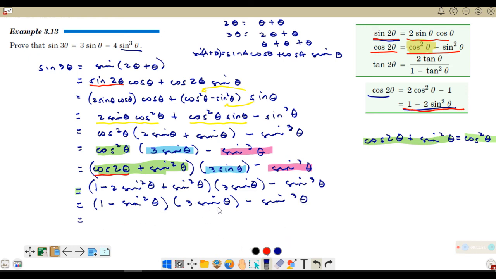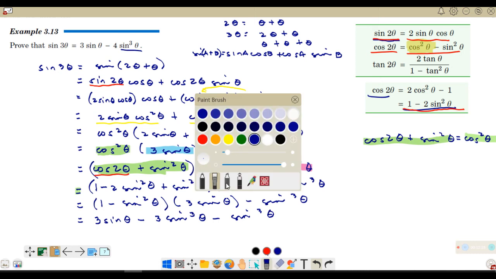Lumalapit na tayo sa ending. Distribute natin si 3 sine theta on both terms. We have 3 sine theta minus, dito naman sa kabila, sine squared theta times 3 sine theta. We have 3 sine cube theta. Kasi meron ka na ditong sine squared, meron ka ditong sine, 2 plus 1, 3. Minus sine cube theta. Ha! Dulo na tayo.